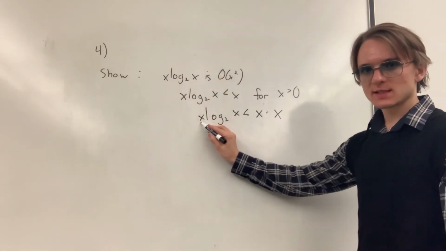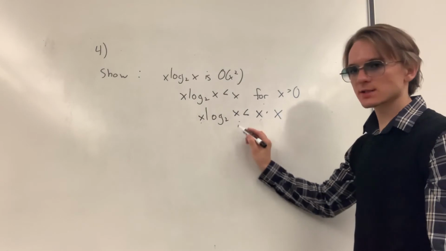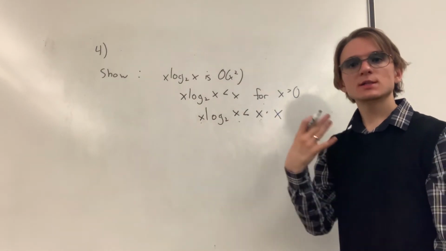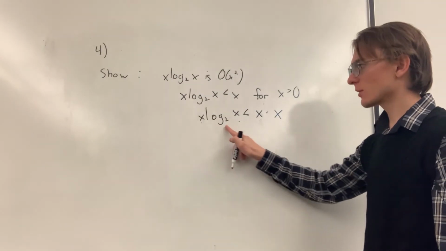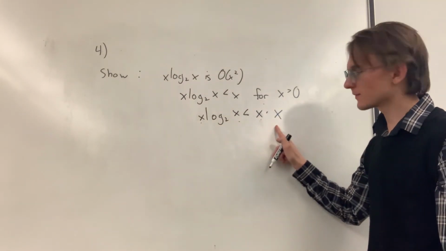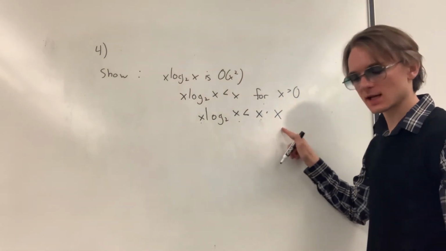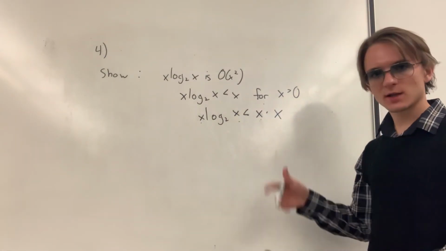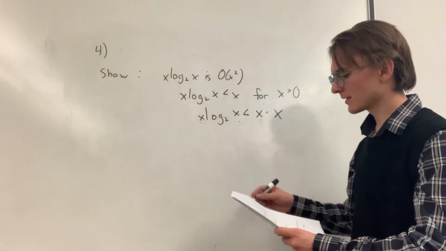This x remains the same. This x matches up with this x here on the right. But log base 2x, we increase the growth rate to match the x. So we convert the log base 2x into an x. We have that this following expression is less than x times x. Again, using this definitional method that we've been using for the previous problems.